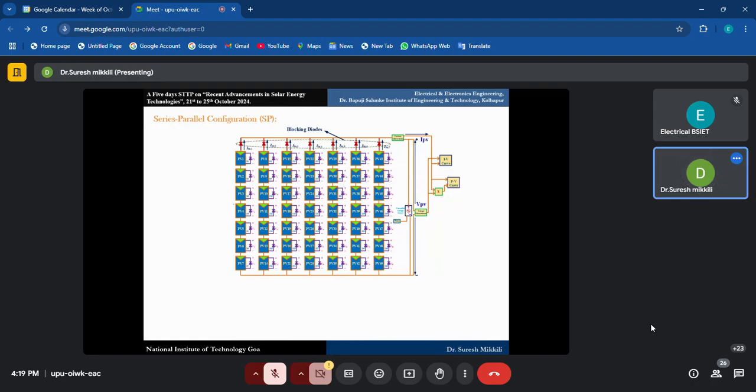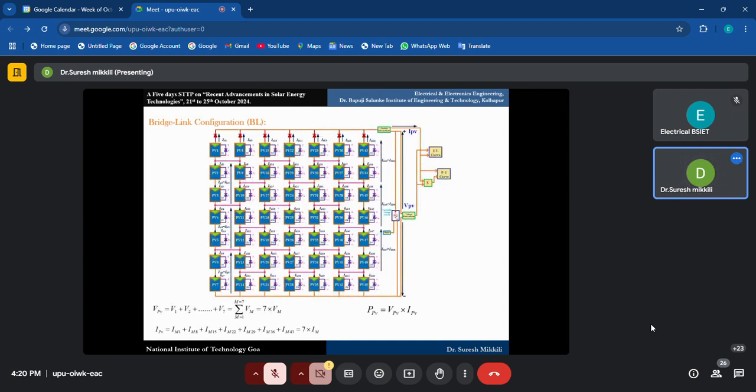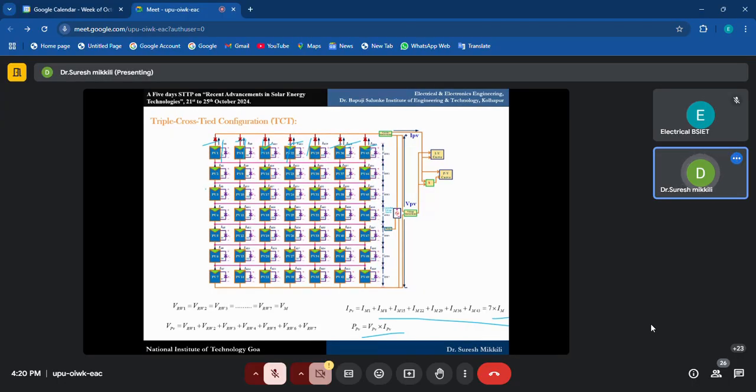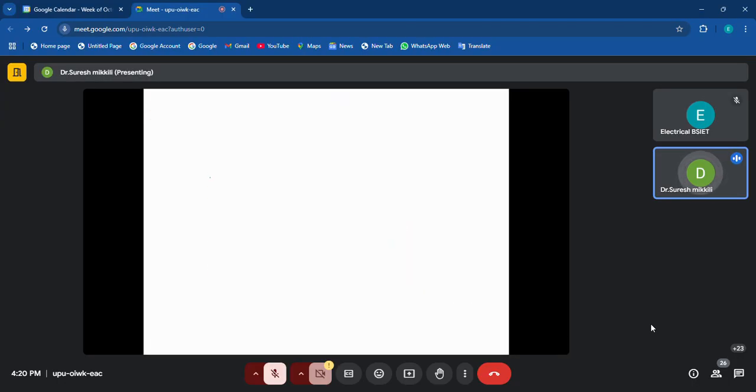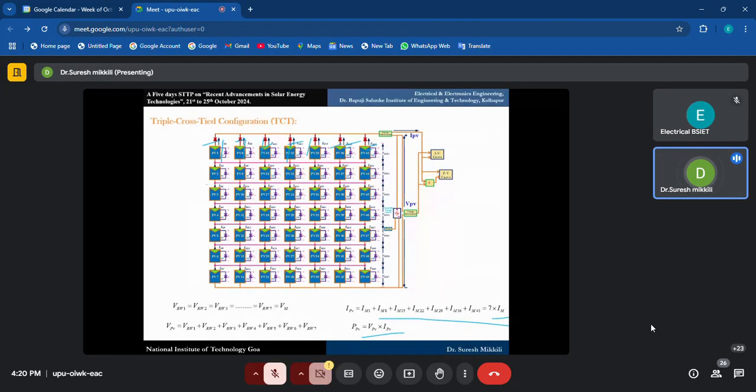Why, I'll tell you. If any one module is shaded here, the entire current flowing through the string will change. If any one of the modules is shaded in the other string, here this one also will change. Any one module shaded here, this one also will change because it is not tied. But now you see, in the TCT configuration, all are tied together. So there will be less effect on each other.